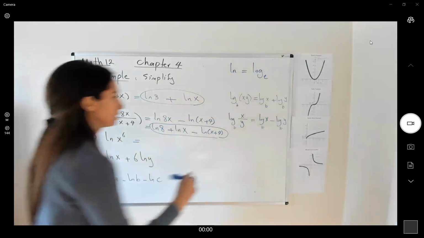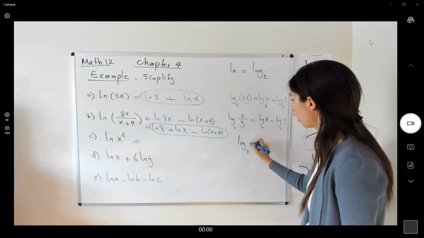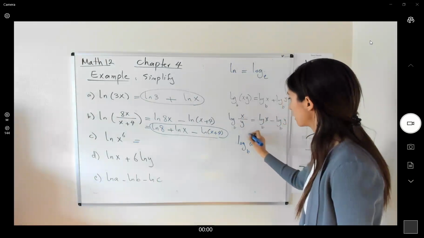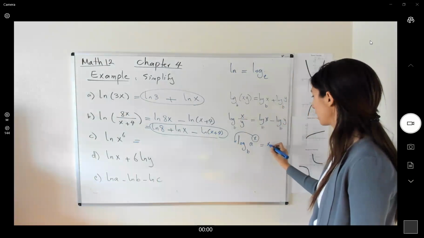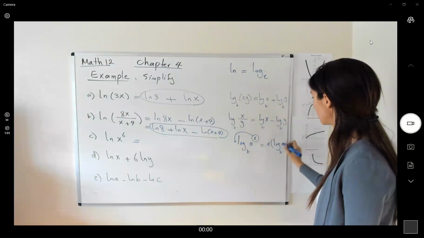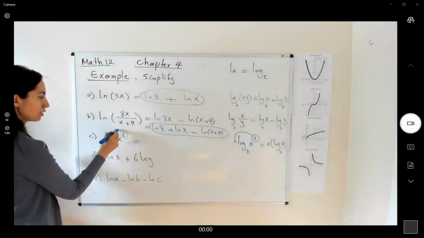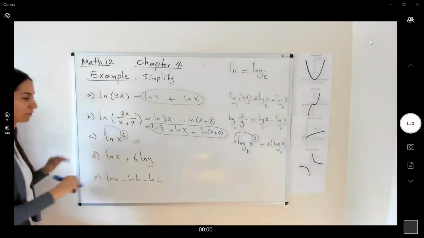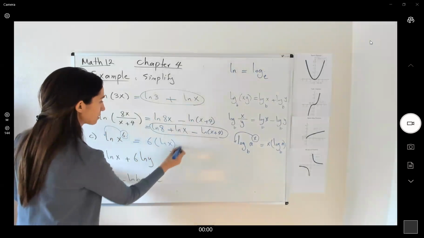For this one, remember that log with base b of a to the x, we can take the exponent and write the exponent in front of log. We get x times log with base b of a. So the exponent here is 6. You can write the exponent in front of ln. You get 6 times ln of x.